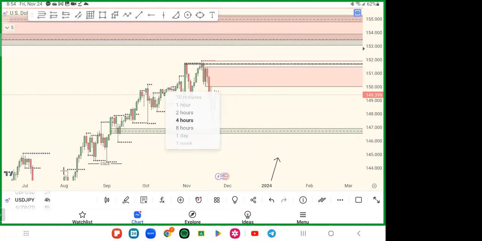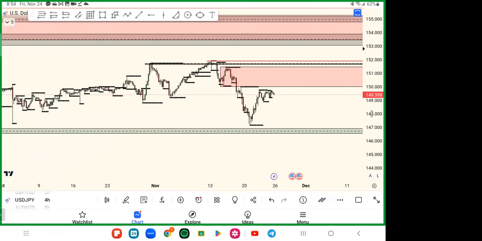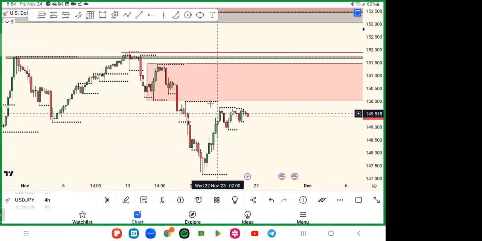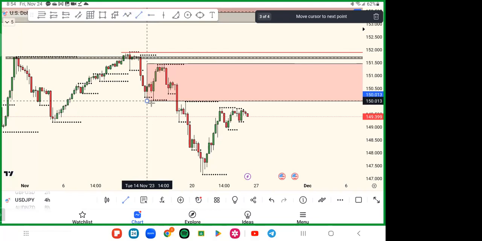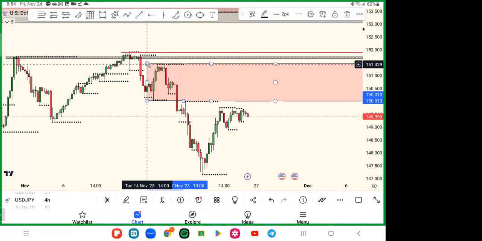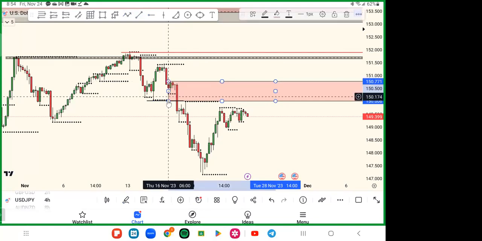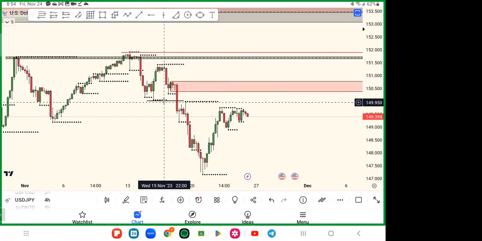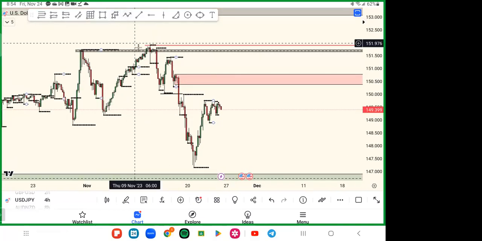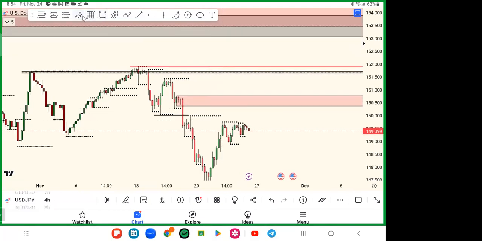Now let's just drop down to the 4-hour real quick. Now we could tighten this thing up a little bit. So notice how this is where we break below. So we could tighten it up. Boom. Tighten that thing up. So now we have two zones for real, two zones we could really use.